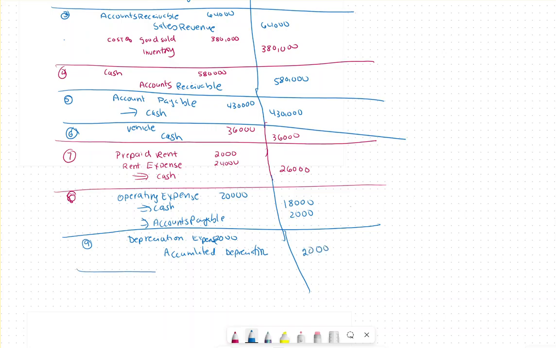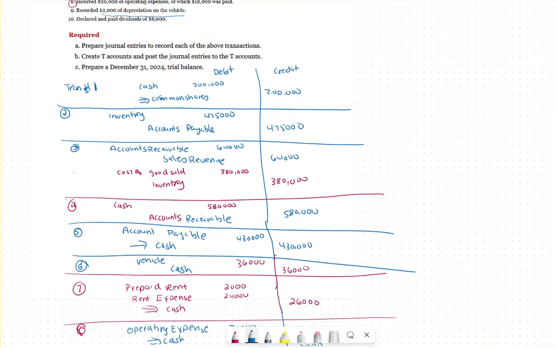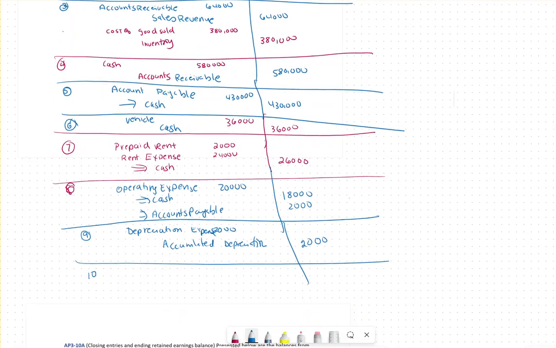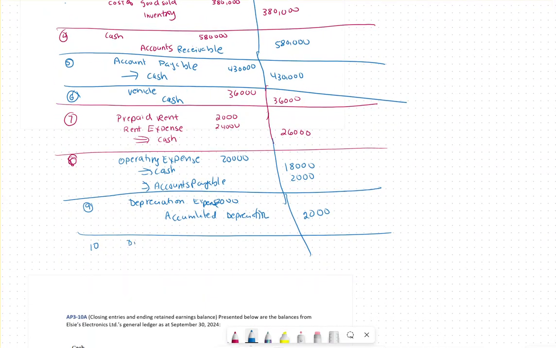So let's do the last one, and then we will finish all the transactions. We declared the dividend, we declared it and paid the 6,000. When you do that, my debit will be my dividend declared, and credit is my cash, and it's $6,000, and this is my 6,000 here.